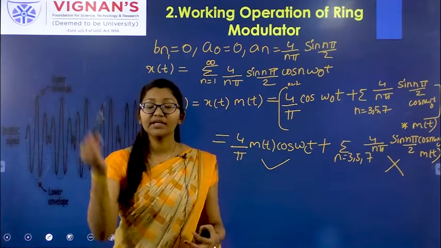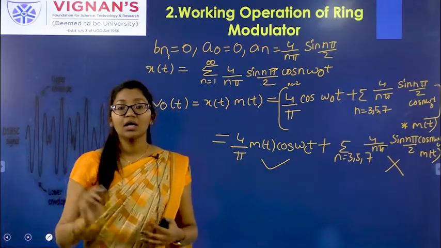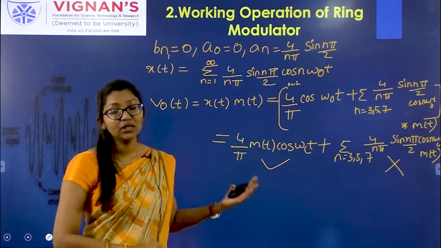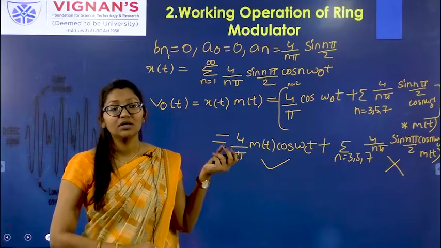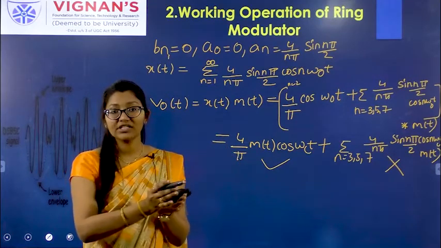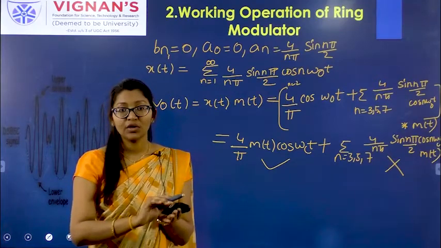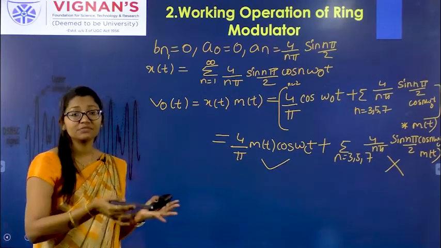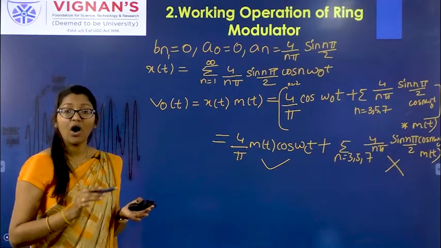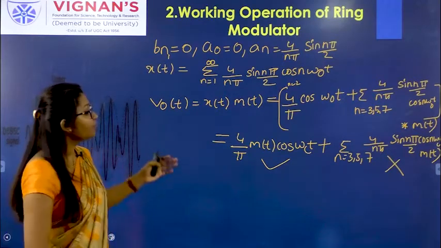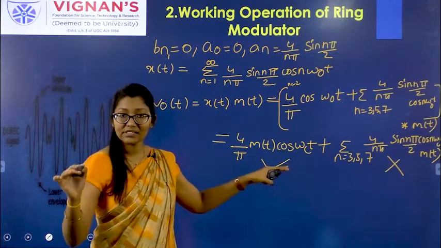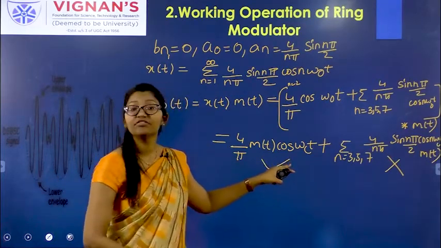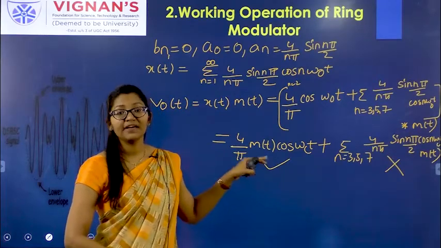So after the ring modulator's second transformer, there will be a band pass filter. For generating DSB-SC, we require a band pass filter. A filter has some bandwidth, and within this bandwidth the signals will be passed. If the bandwidth is fm, only signals up to fm will pass and all other signals will be rejected. The same way here, after the second transformer, we keep a band pass filter with bandwidth of fc plus fm and fc minus fm.